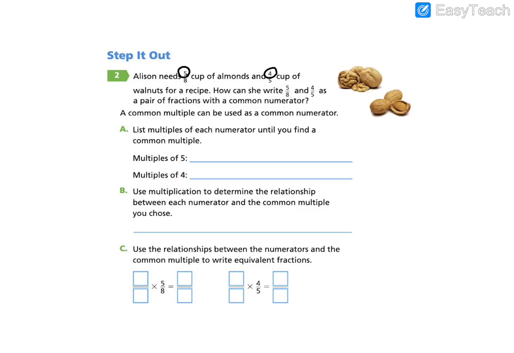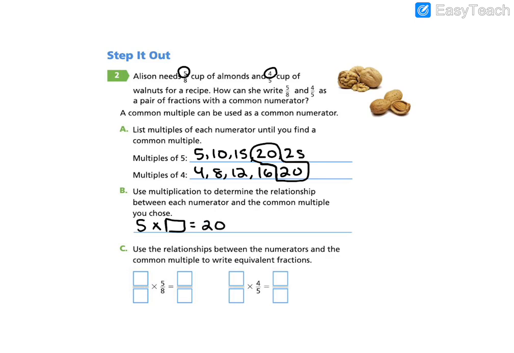Okay, go ahead and pause the video and list your first few multiples of 5 and 4. All right, you should have found that your common multiple was 20. So letter B is asking us to use multiplication to determine the relationship between each numerator and the common multiple that we chose. Right, so we have 5 times what is 20? 4 times what is 20? Okay, we have to multiply 5 times 4 and 4 times 5.